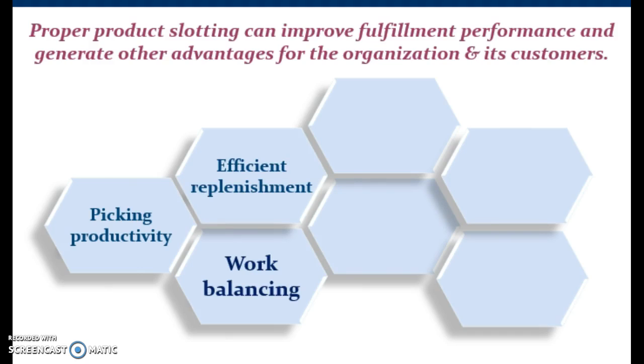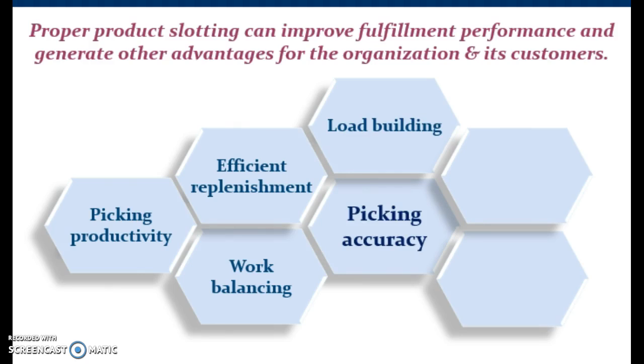Work balancing. By balancing activity across multiple pick zones, you reduce congestion in the zones, improve material flow, and reduce the total response time for a given order or batch of orders. Load building. To minimize product damage, heavy product is located at the beginning of the pick path ahead of crushable product. Product may also be located based on case size to facilitate pallet building. Accuracy. Similar products are separated to minimize the opportunity for picking errors.